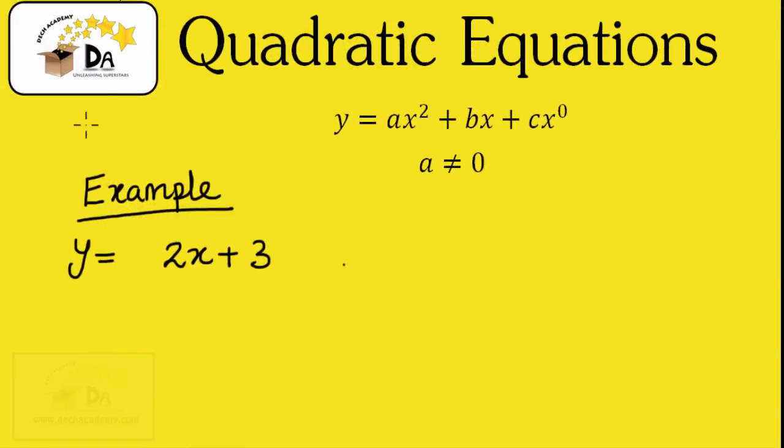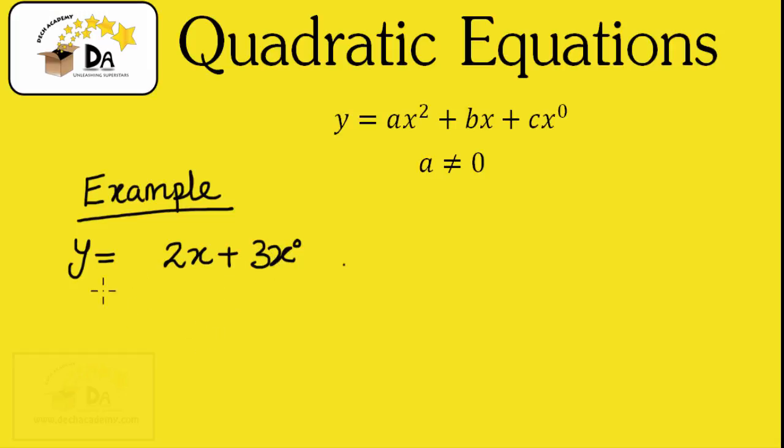Now consider this equation, y equals 2x plus 3. Is this equation quadratic? Well, let's do something that we normally do, which is to place an x to the 0 term next to the constant term. In this case, the constant term is 3. And we know that placing an x to the 0 term next to it is the same thing as multiplying 3 by x to 0, which is the same thing as multiplying 3 by 1, which is the same thing as doing nothing, because 3 times 1 is 3.